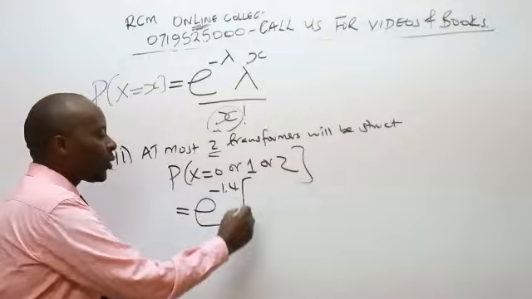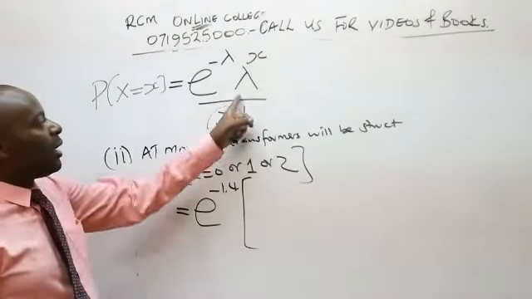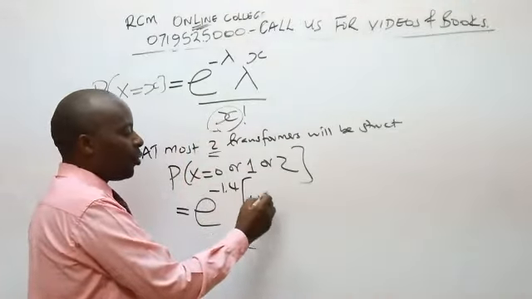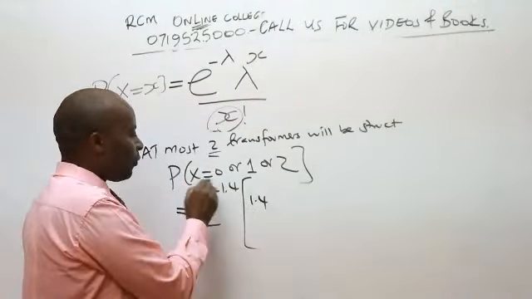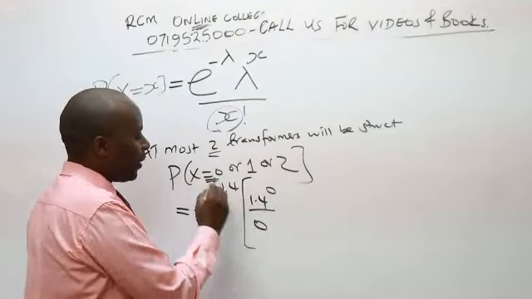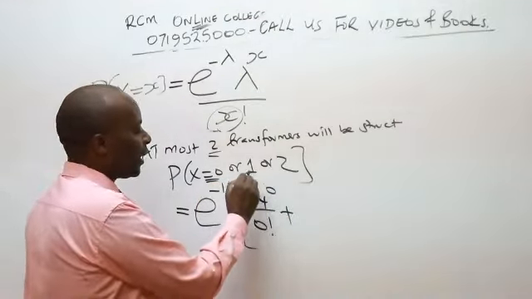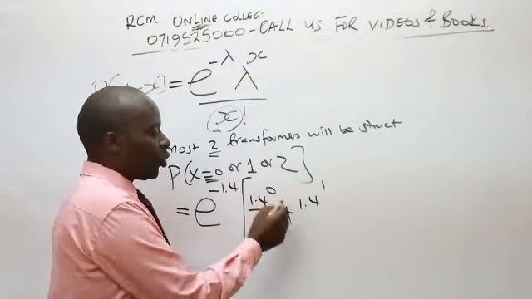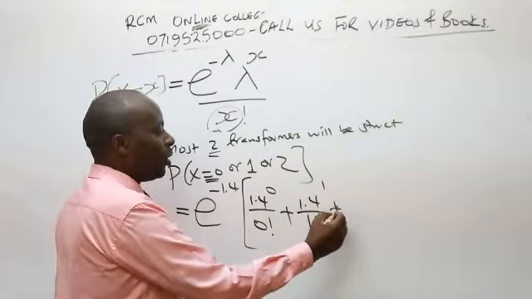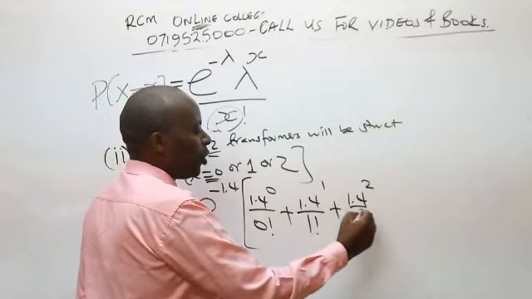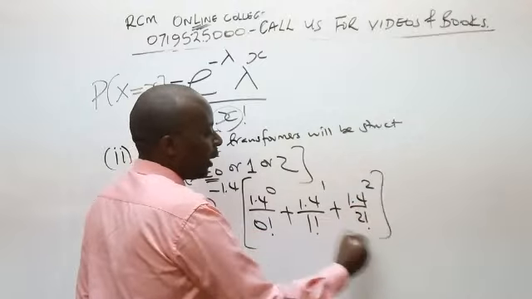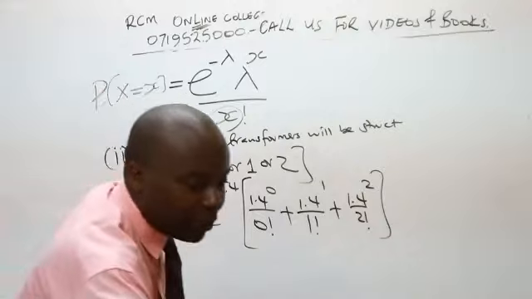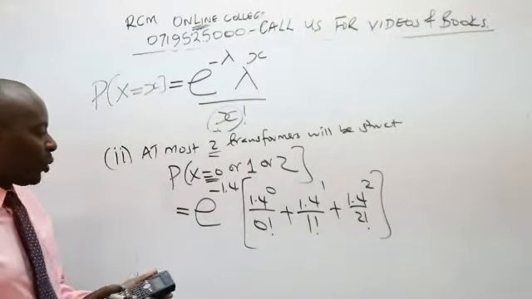And then into brackets, what do we have here? You can see we have lambda raised to x. Lambda is the mean, which is 1.4. So 1.4 raised to the first x figure, which is 0, all over the first x figure factorial, plus the same arrangement, but this time round x is 1, so 1.4 raised to 1 all over 1 factorial, plus 1.4 raised to 2 all over 2 factorial, like that. And then you get out your calculator, and you'll be able to get this very easily.